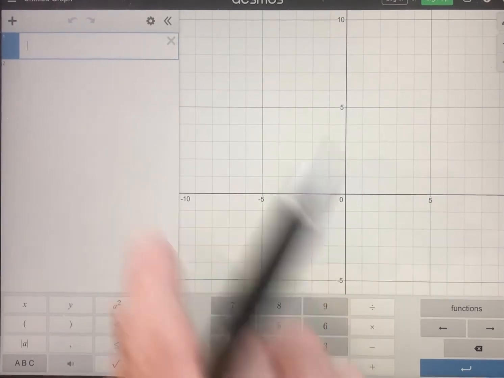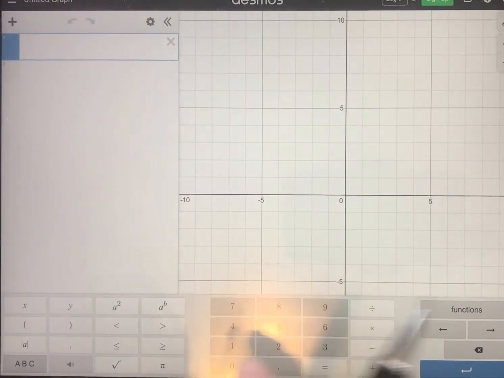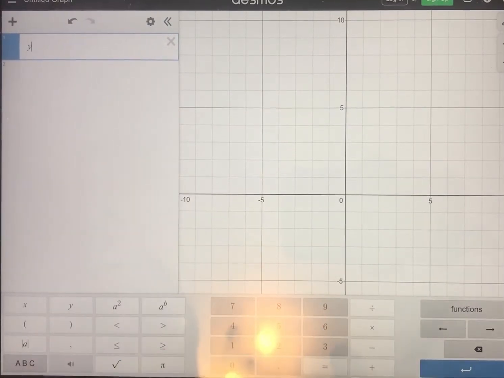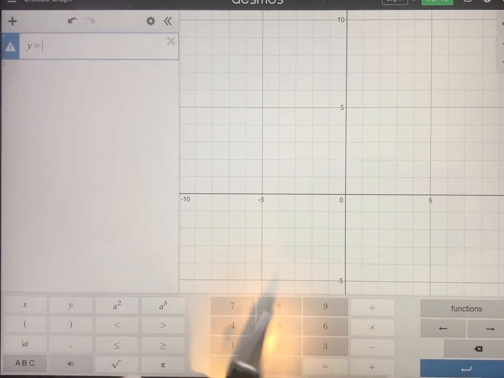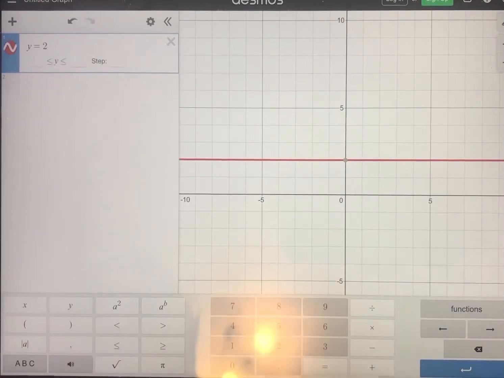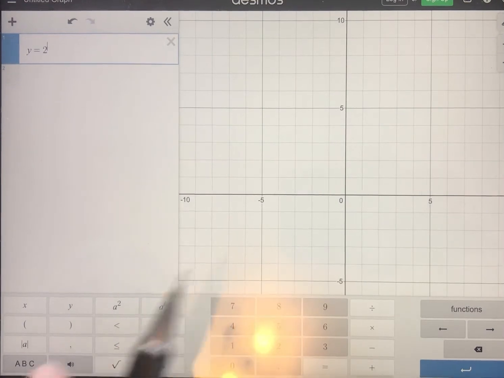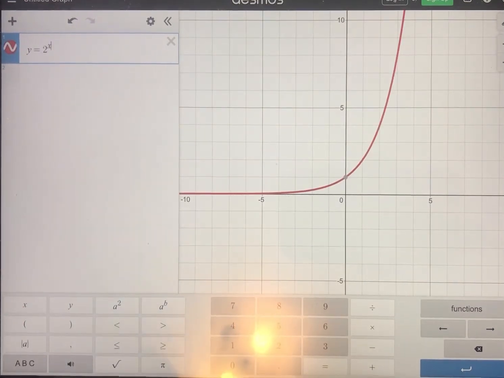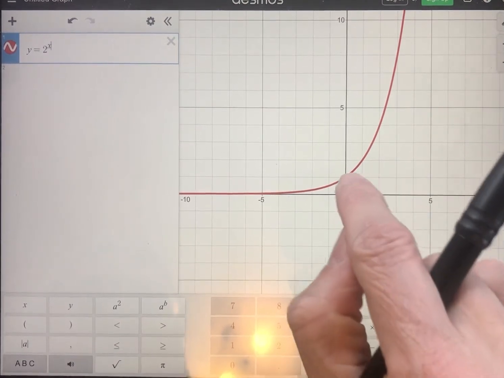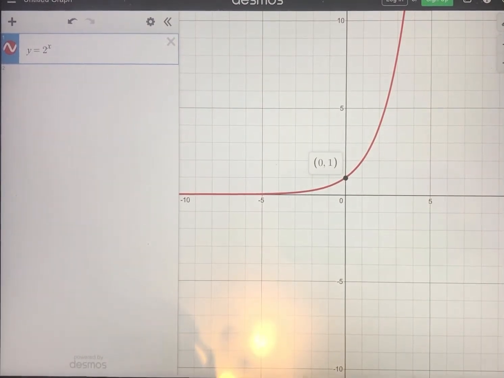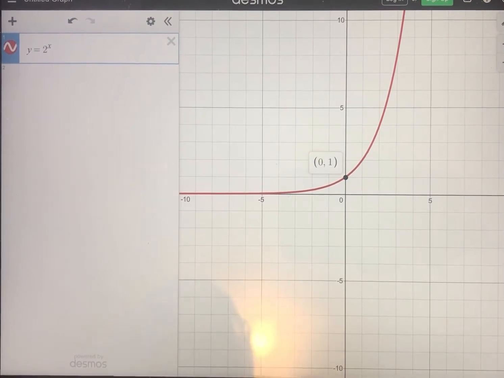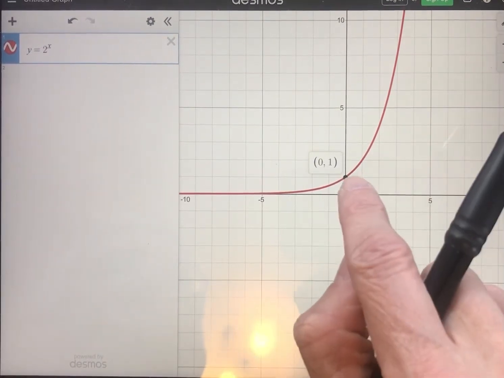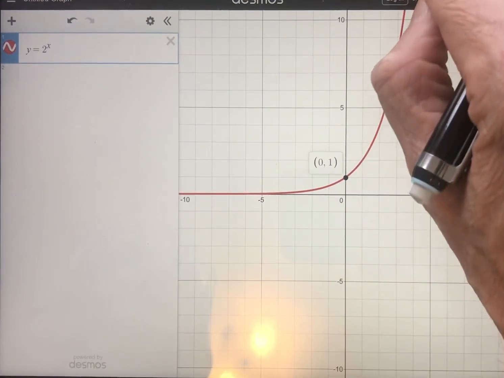Okay, and again, in the upper left, we'll do y is equal to 2 to the x. So base of 2 raised to the x power, and there is the graph. We can see the key point here: it crosses at (0, 1). All exponential functions cross at (0, 1).